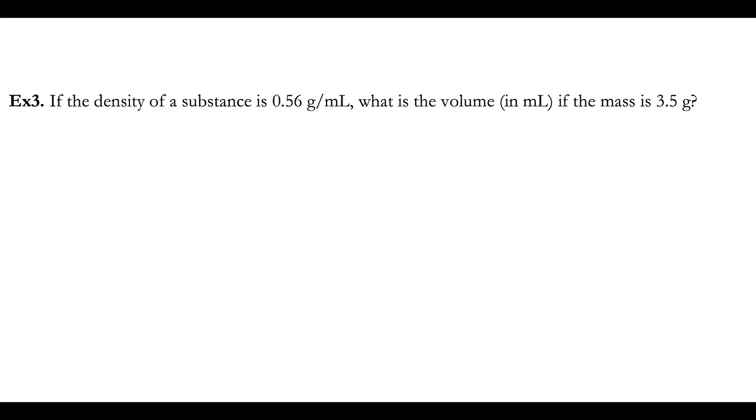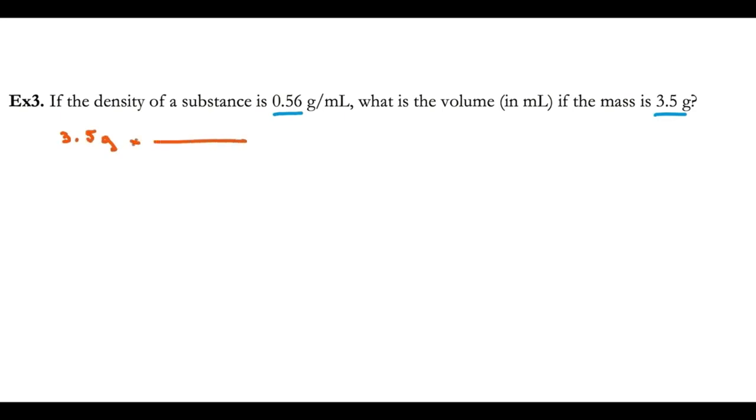All right. So in this problem, it says if the density of a substance is 0.56 grams per mil, what is the volume if the mass is 3.5 grams? So remember, I'm going to use density as a conversion factor. So I'm going to start with my given, which is 3.5 grams. And it wants me to get into milliliters because those are my units for volume.